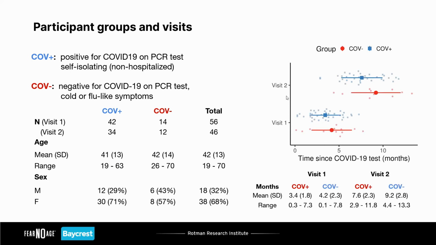In the data that I will be showing you, we do look at both visits. The first visit actually occurred as soon as possible after they were recruited and after they finished quarantine and had 2 negative test results. And so on average, that was around 3.5 or 4 months after their COVID test that confirmed their status. But as you can see, participants ranged.